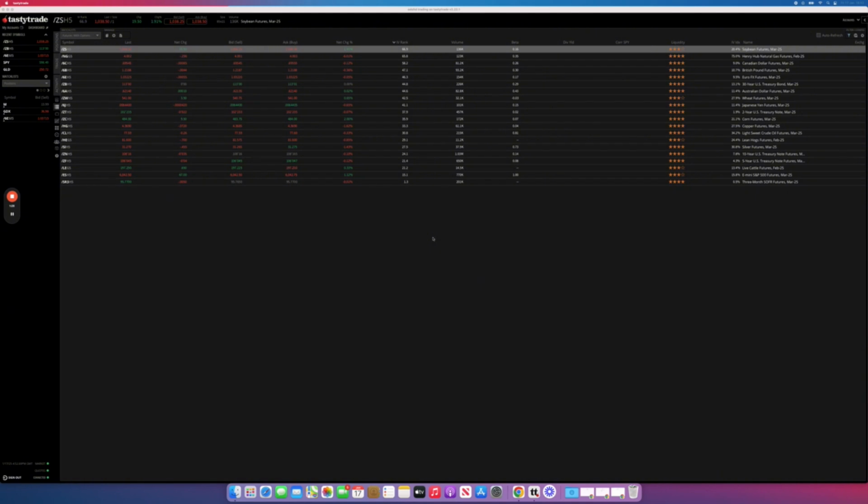So step by step, here's what you do. First thing is open up your brokerage platform, and you want to see a watch list of futures contracts that have options available to trade. Now this is a pre-made watch list. Any good broker should give you this watch list, but if not, you can just take note of these ticker symbols here. So what you want to do is order everything from high to low IV rank.